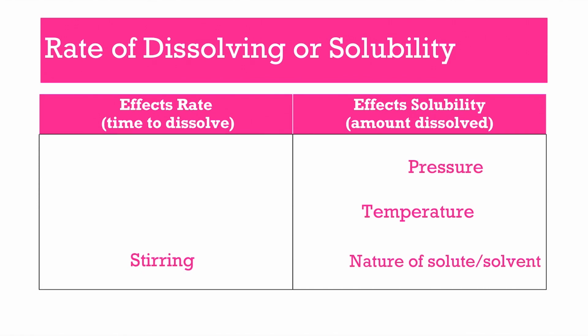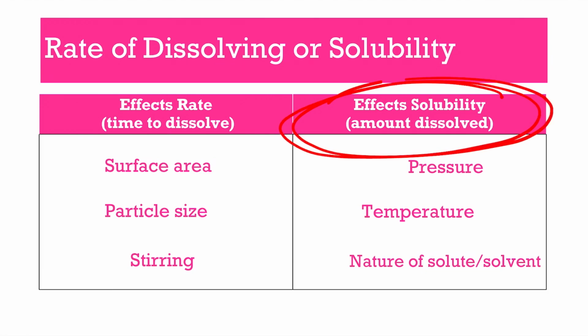And so can pressure. So pressure, temperature, and the nature of the solute and solvent affect solubility. It changes how much is able to be dissolved. Whereas stirring, particle size, and surface area affect the time, or the rate, it takes to dissolve. We're going to cover all of these in a little bit more detail, but again, these are super important.